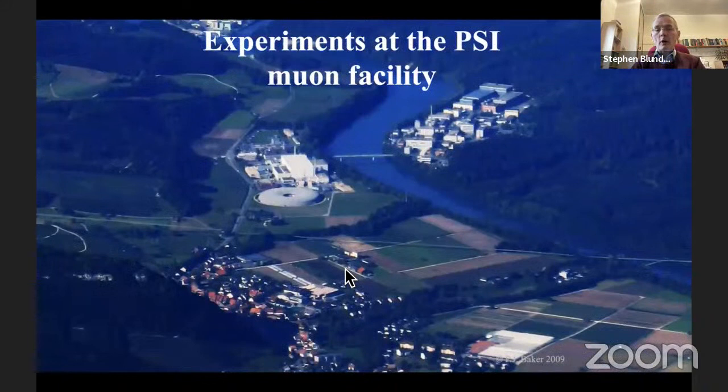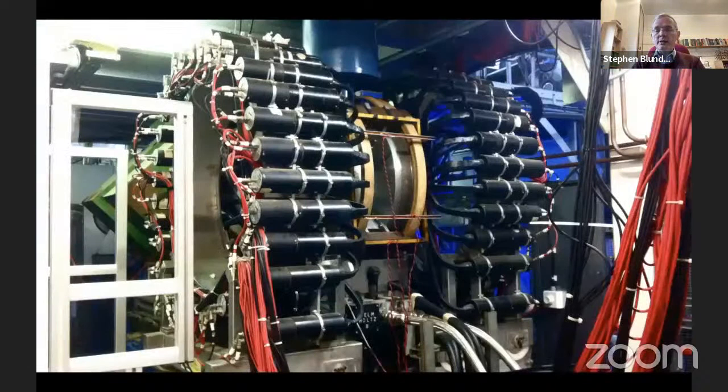And we also do experiments at the Paul Scherrer Institute in Switzerland, where you can see the Swiss Light Source and also the muon facilities in this building. And this is just a picture from the Rutherford Appleton Laboratory, but it shows you what the experiment actually looks like.